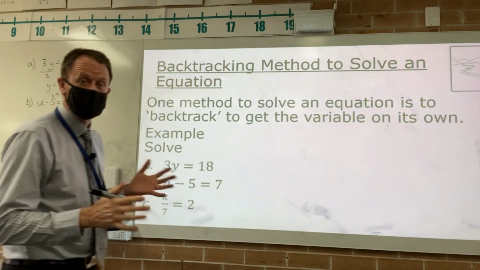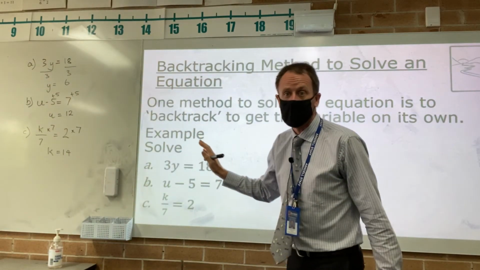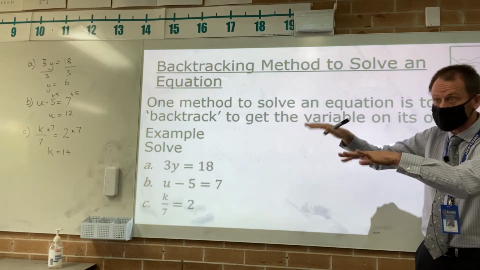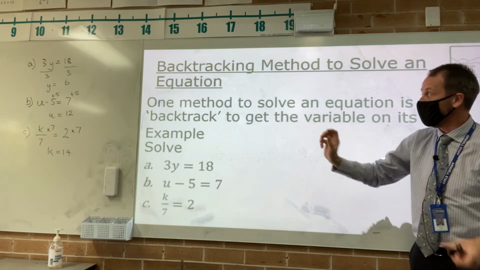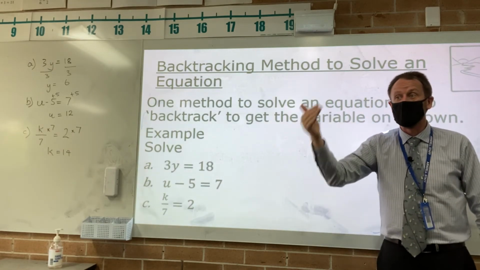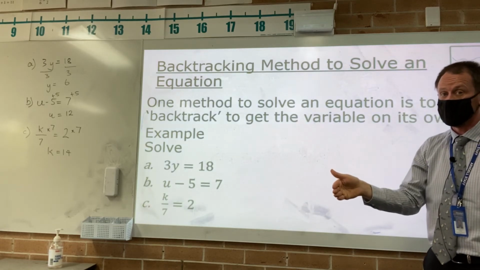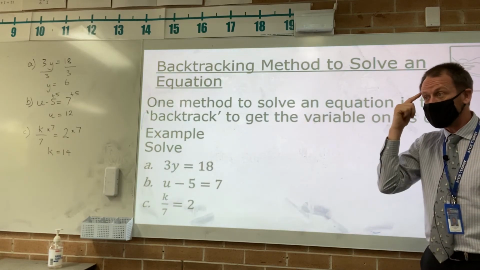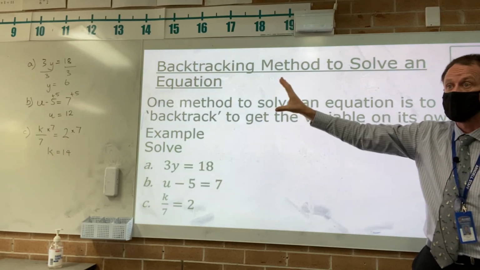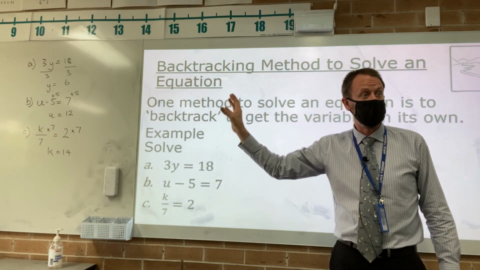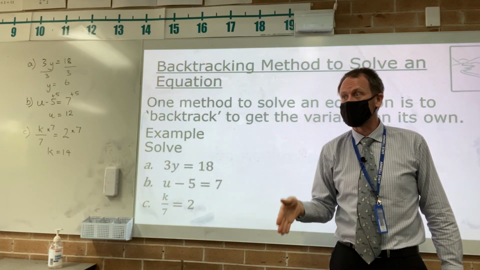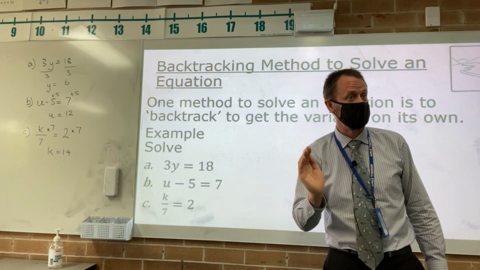So the backtracking method, I expect, is very similar to the balancing. Notice I've still kept it balanced, but what I've added is that little thought process. What was the last thing done? And if I think about that process, then I can backtrack to get the letter, the variable, on its own, which is what I'm aiming for. The best way to do it though is to get in and practice, so that's what we're going to do now.